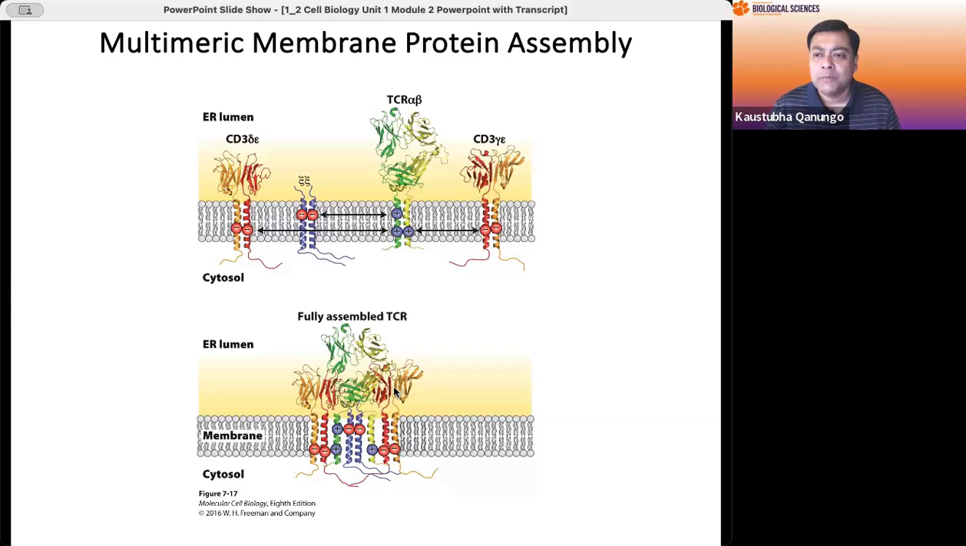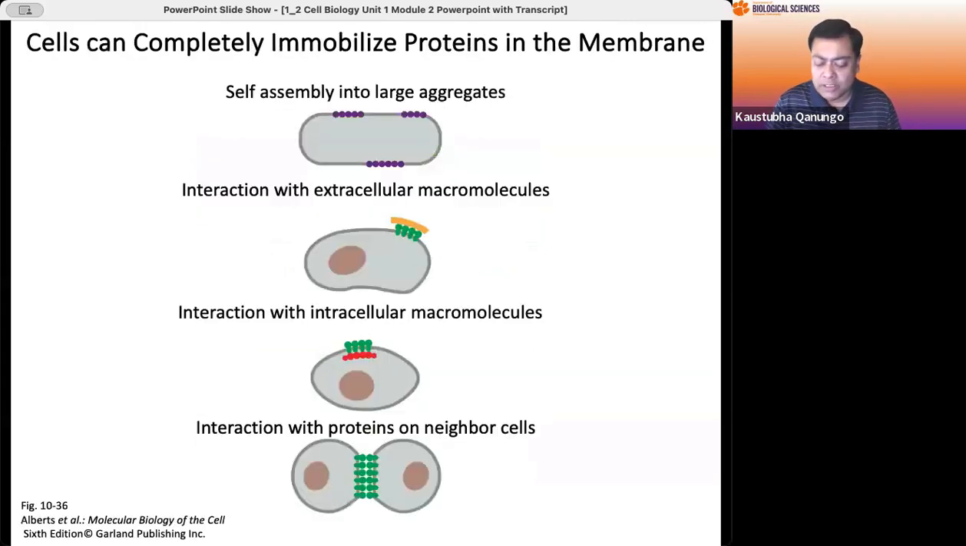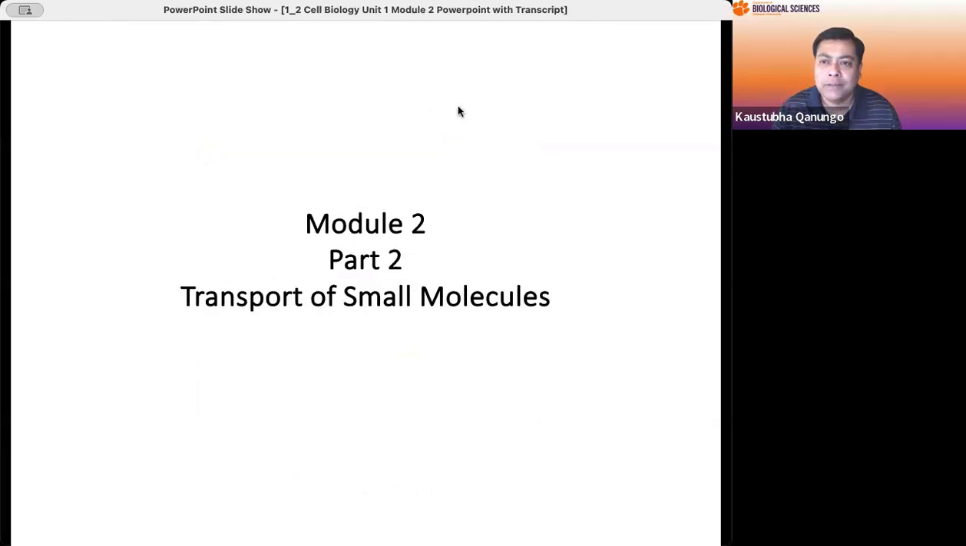So these are some of the unique things about how the protein dynamics actually work. That also tells how dynamic the proteins are in their movement in the plasma membrane. No specific question. This is just an overview of that.